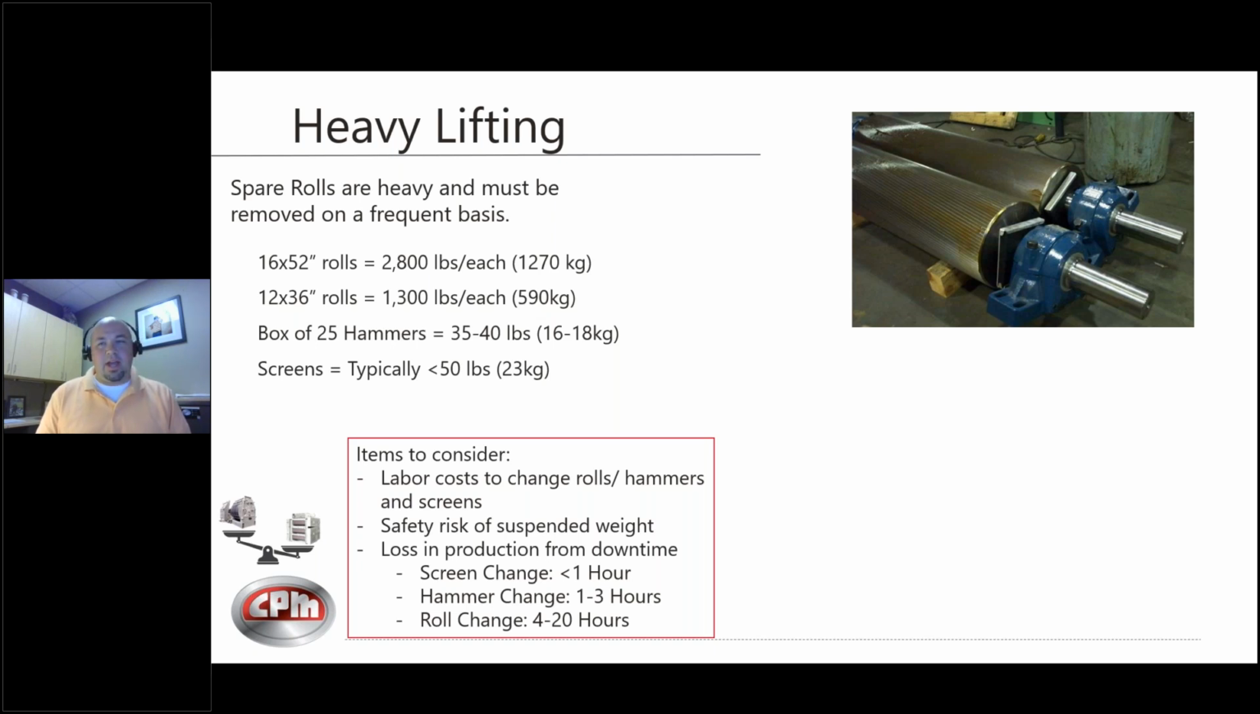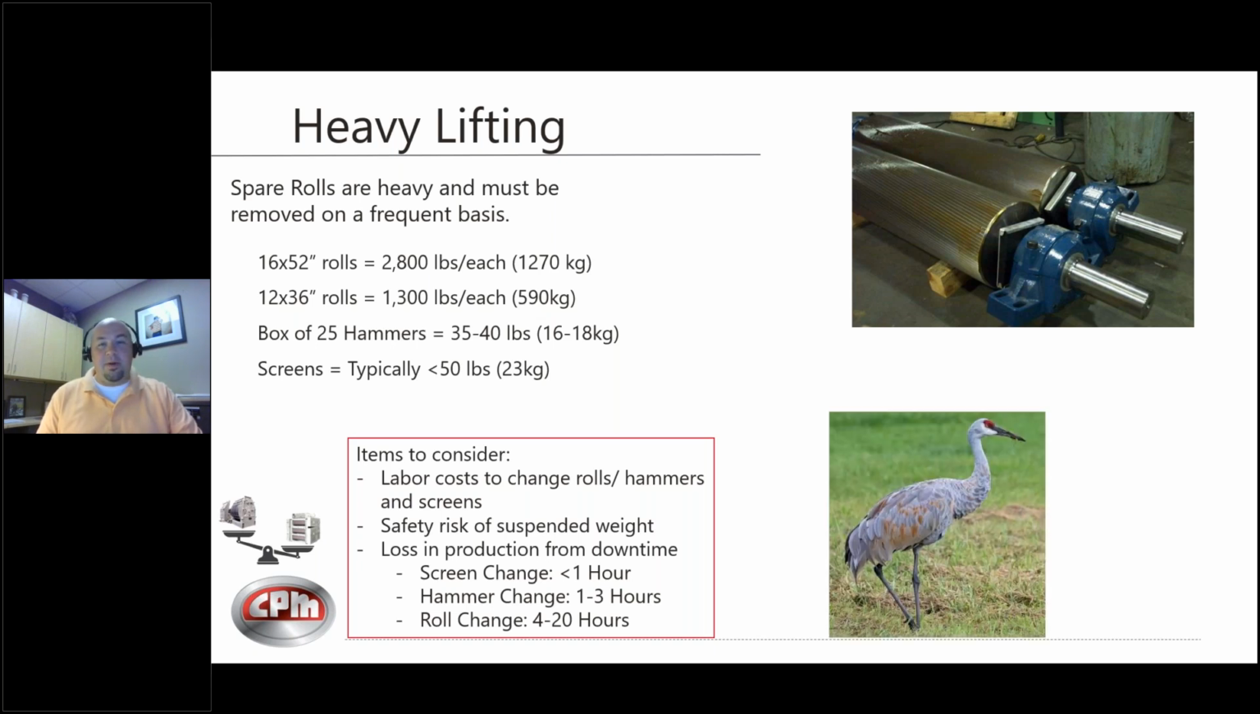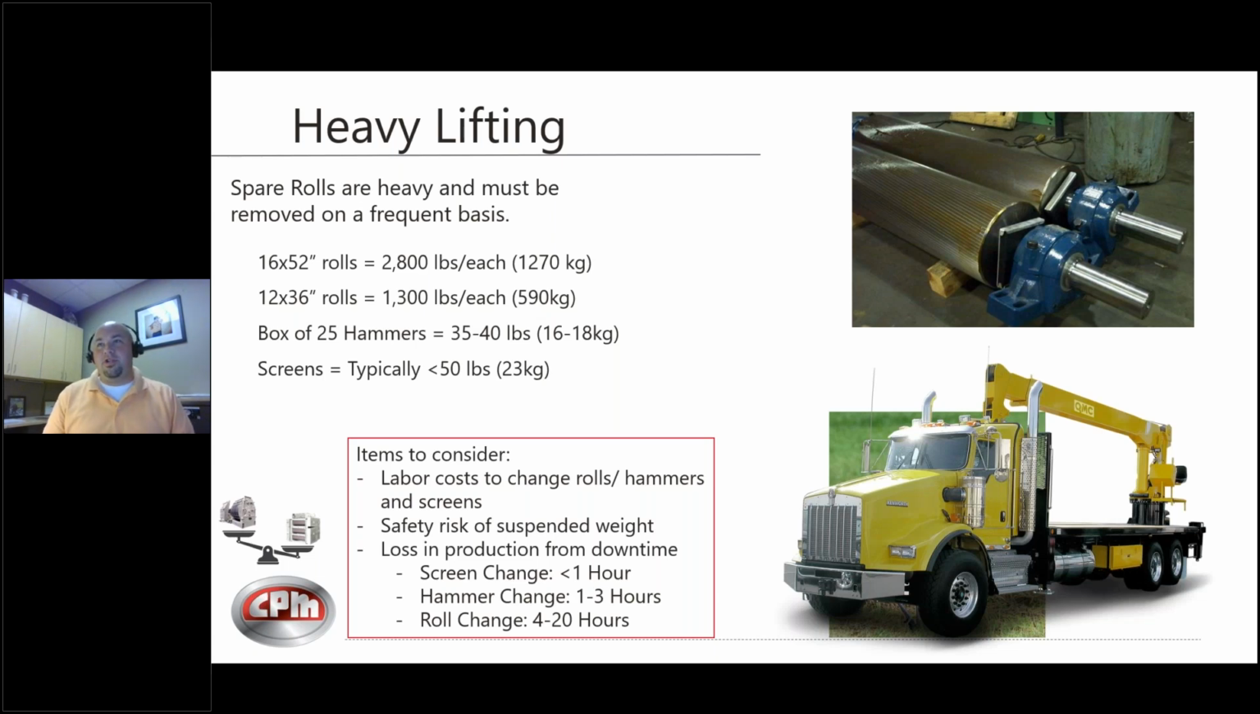Whereas changing out the hammers and screens on a hammer mill, while yes, you have to do it a little more frequently than changing rolls, they're much lighter pieces of equipment. So you may have some stuff that's really heavy, and with heavy stuff, you might have to get a crane. Sorry, wrong crane. We might have to get a crane involved, which is going to add some cost to your operation. So again, we're looking at operating costs there.